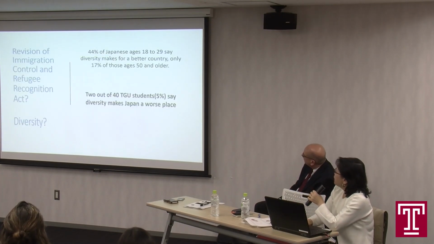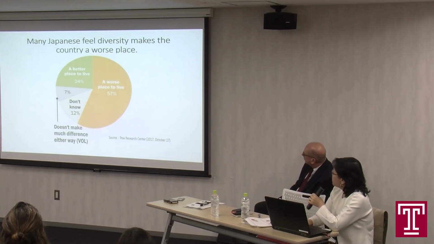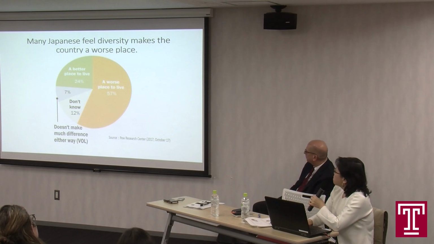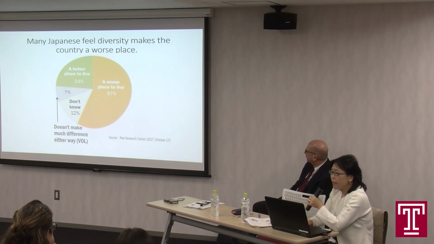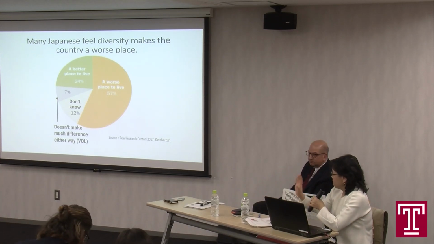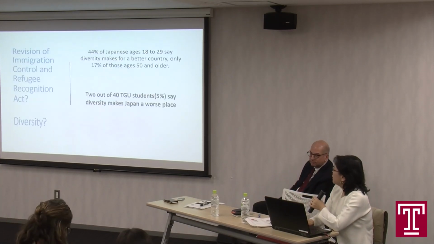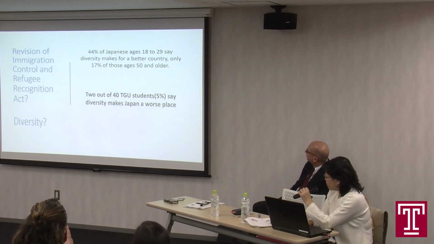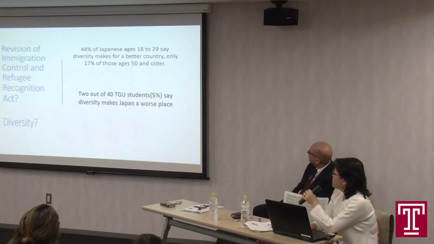And finally, talking about diversity, according to the Pew Research Center report, once again, many Japanese feel that if we have more ethnic, religious and racial diversity in Japan, they think Japan will become a worse place to live. 47% of the answers say it's going to be a worse place to live in. But then again, there is a generation gap. 44% of Japanese aged 18 to 29 say diversity makes for a better country. Only 17% of those in their 50s and older.